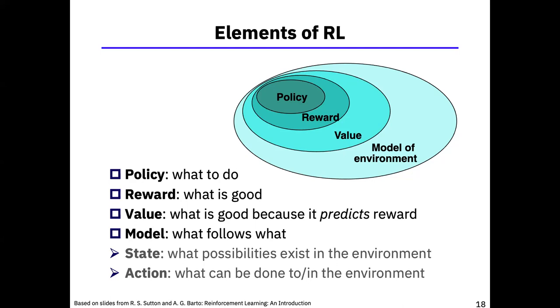Some reinforcement learning tools build a model of the environment. So if you did a particular action at a particular time, you move from one state to another state. So this notion of what follows what: if I do this action now, here is what will happen next. If you had such a model, it'd be a very powerful tool to plan which actions you'd actually like to explore.